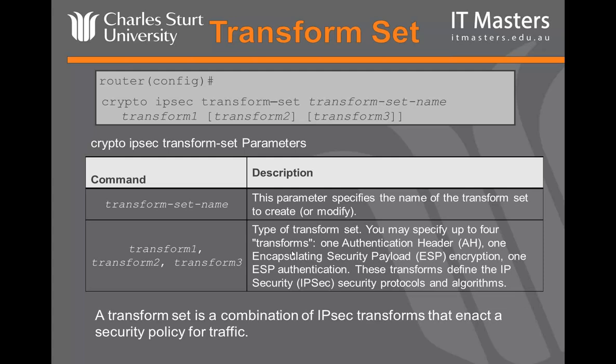Transform 1, 2, or 3 is a type of transform set. You may specify up to 4 transforms: one AH transform, one ESP transform, one ESP encryption, one ESP authentication. These transforms define the IPsec security protocols and algorithms. So this is setting up your actual IPsec tunnel. We've gone through phase 1, we're now into phase 2. It's just a combination of IPsec transforms that enact the security policy for your traffic.